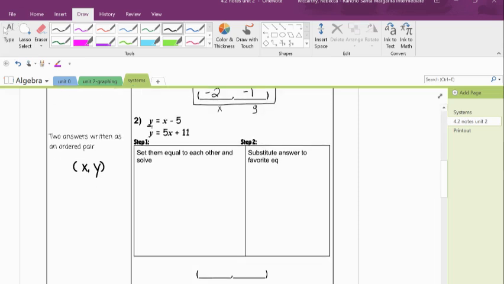Again, here I have y equals x minus 5 and y equals 5x plus 11. Since they both are equal to y, I could simply just set them equal to each other. So I'm going to write x minus 5 equals 5x plus 11. And then now I'm going to solve for x. So I'm subtracting x from both sides.